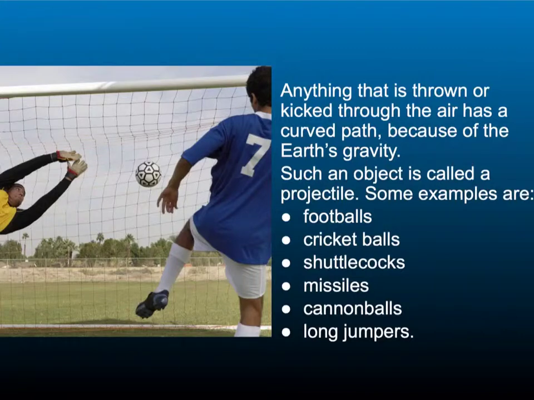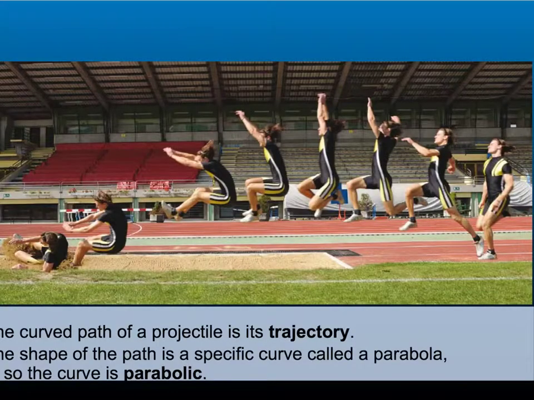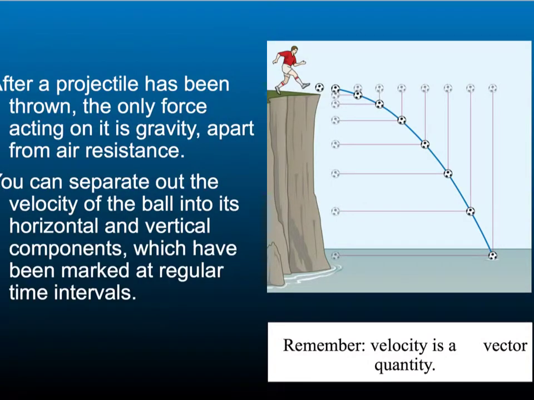A dart is a projectile when it has been thrown, and long jumpers are projectiles from the moment when their feet leave the ground. After a projectile has been thrown or kicked, the only force acting on it is gravity, apart from air resistance. But for our calculations, we need to neglect air resistance.